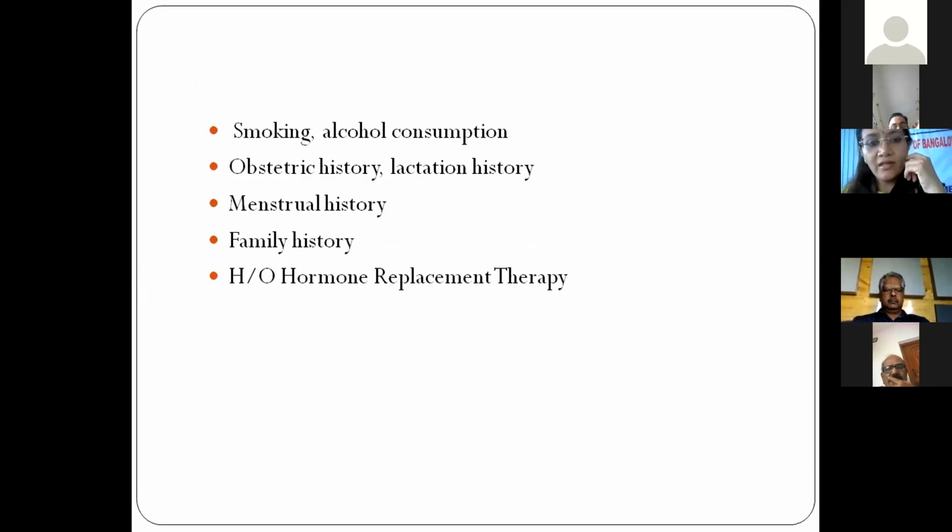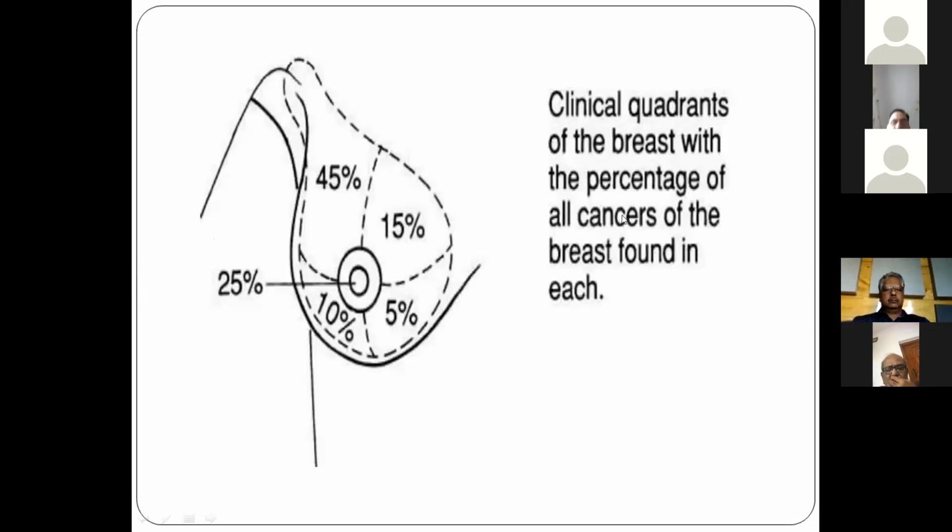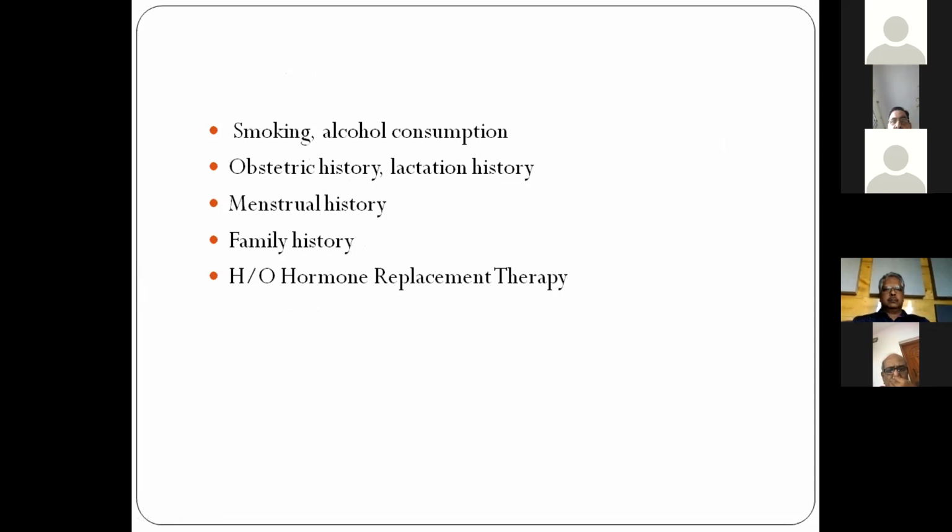Another important question pertaining to history taking is about their personal history of smoking and alcohol consumption. Another important thing which has to be asked in relation to breast diseases is their obstetric history and lactational history. A patient who is unmarried, has a late marriage, has her first child above the age of 30 years, or did not lactate her children is always at a relatively higher risk of having malignancy. Menstrual history is again very important. Early age at menarche and late menopause are again risk factors for malignancy.